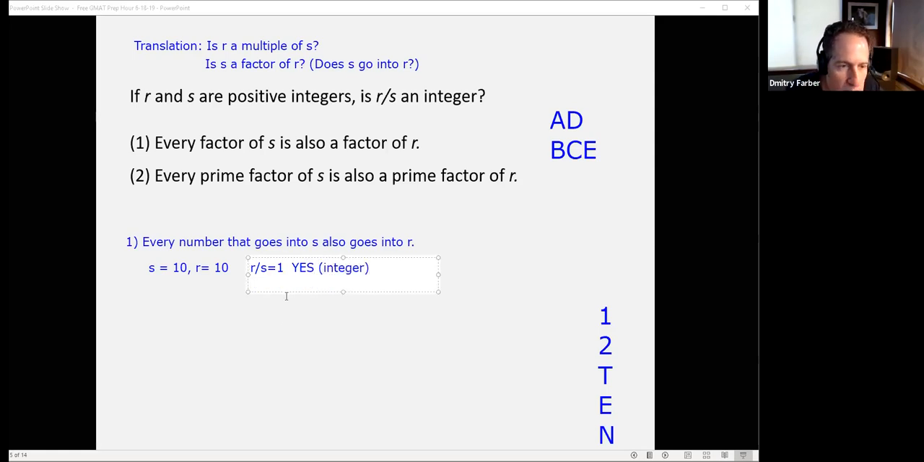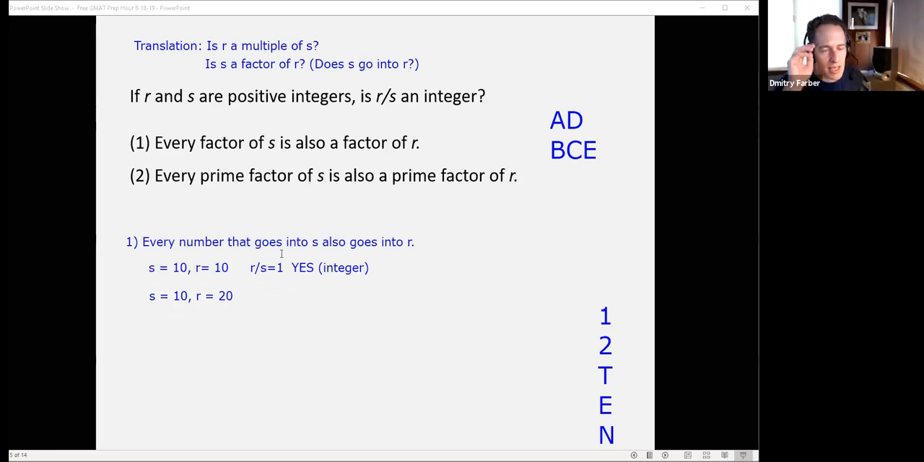So my job is then to say, okay, can I get a no? The idea with data sufficiency is I'm saying, all right, I got a yes, can I get a no? So I'm going to say I could have a bigger number. So let's say S is still 10. Let's not vary anything we don't have to. What could R be that would still make this true? R could be 20.